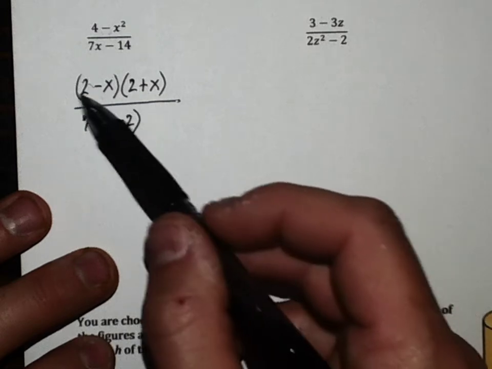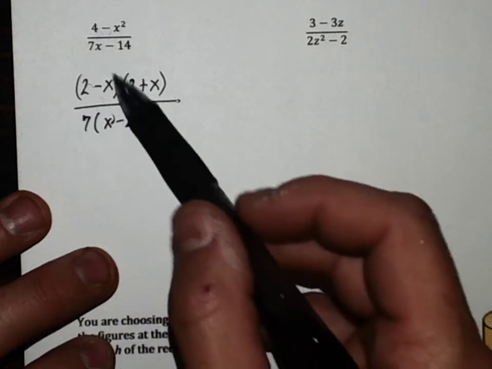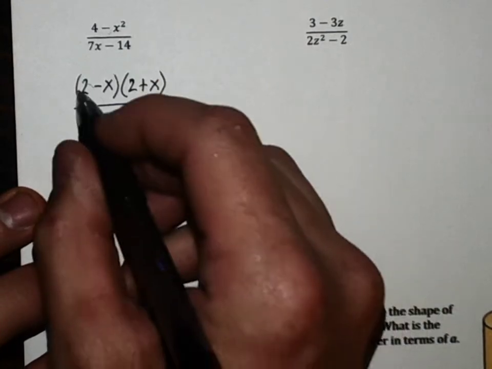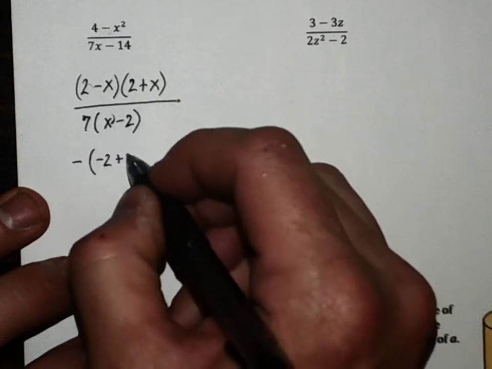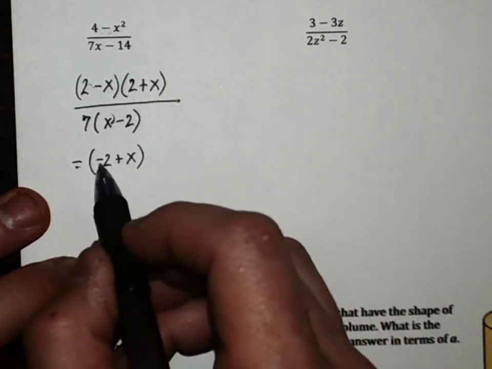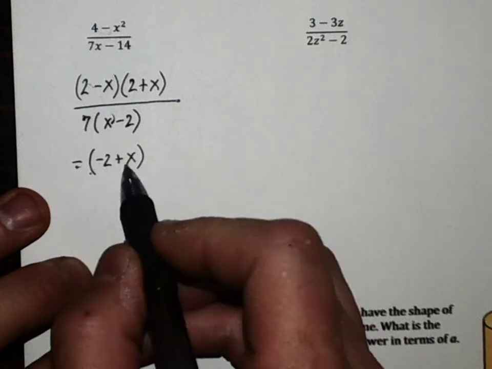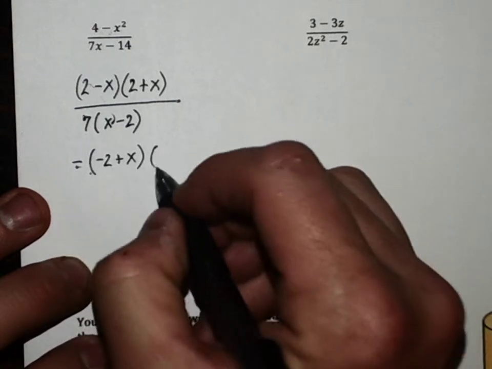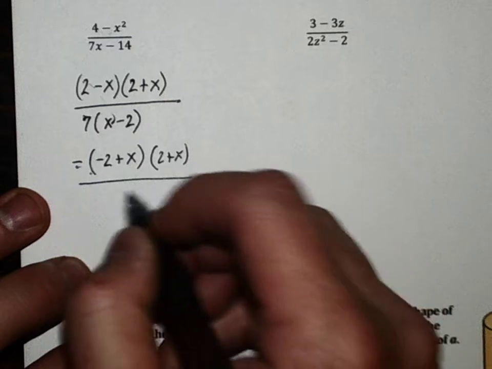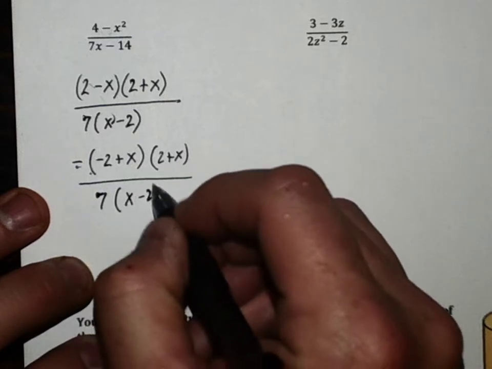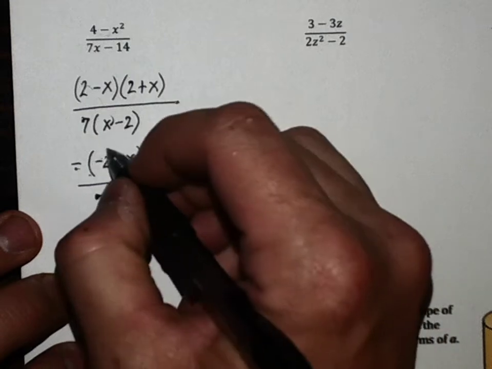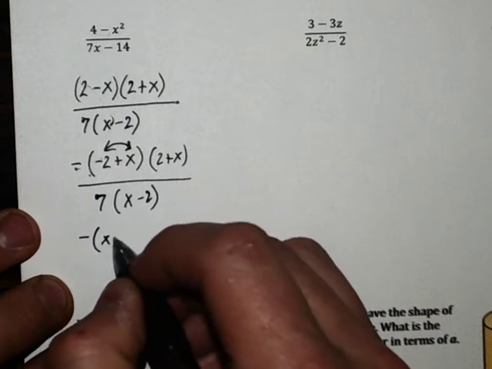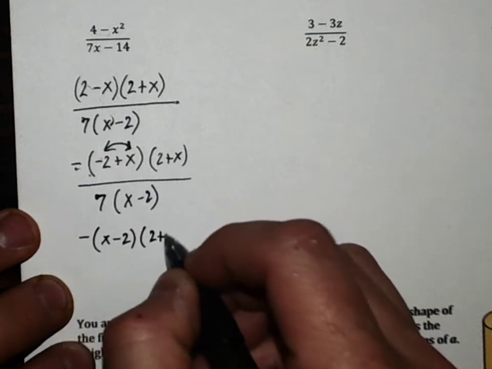Well, the minus signs are wrong. So let's say I take a minus out of this top one. Well, that would have to make the 2 become negative, and that negative become positive. A negative times a negative would be a positive 2, and a negative times a positive would be a negative x. So now I have negative 2 plus x times 2 plus x divided by 7 outside of x minus 2. And you can flip the order of these. You can flip-flop these, no problem. And then you have minus outside of x minus 2, 2 plus x.